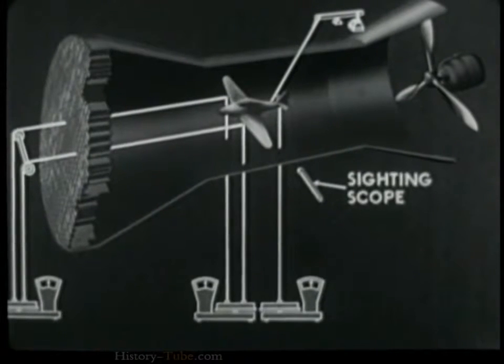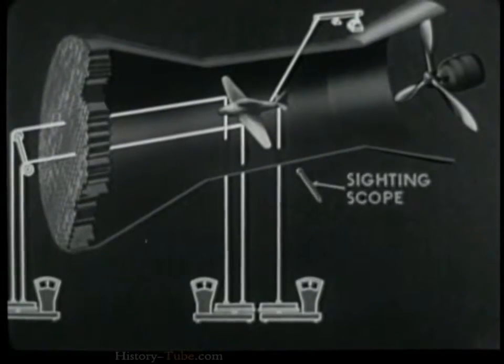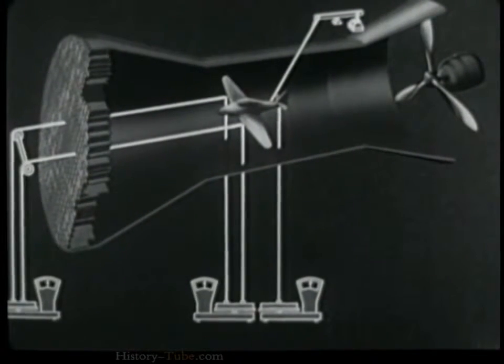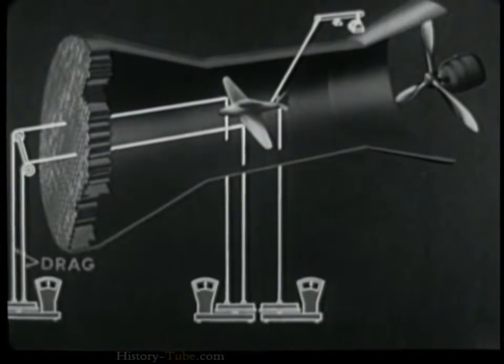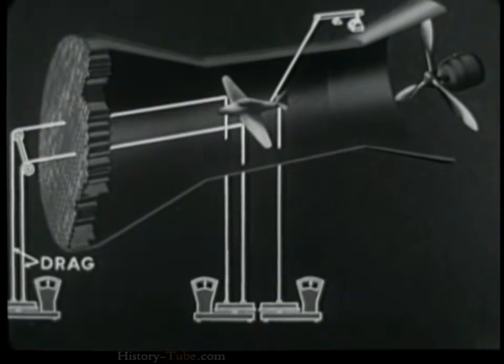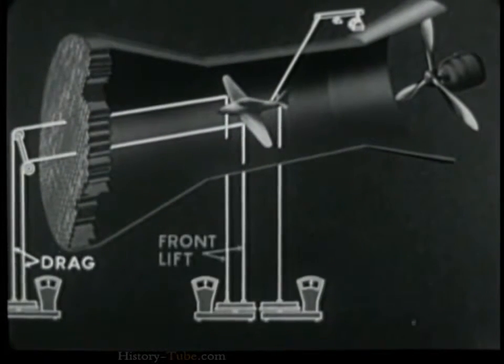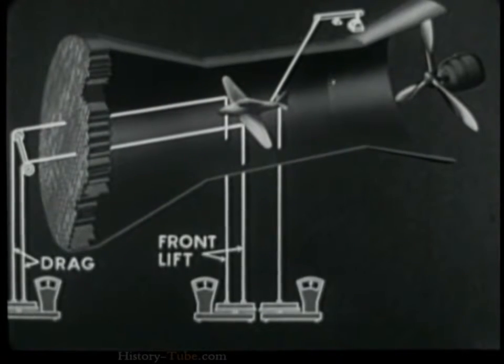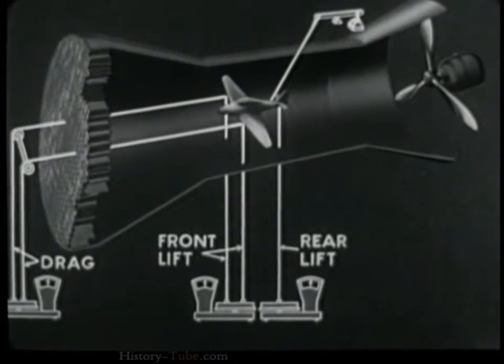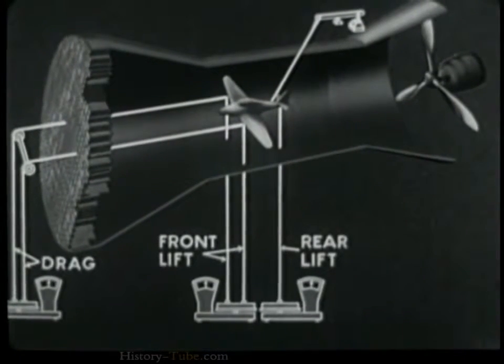The position of the model is observed through sighting scopes. With the air flowing at the desired velocity, drag force is exerted upon these wires. Front lift is measured as the actual lifting force upon these wires. Rear lift is measured as the force upon this wire. Total lift is the sum of front and rear lift.